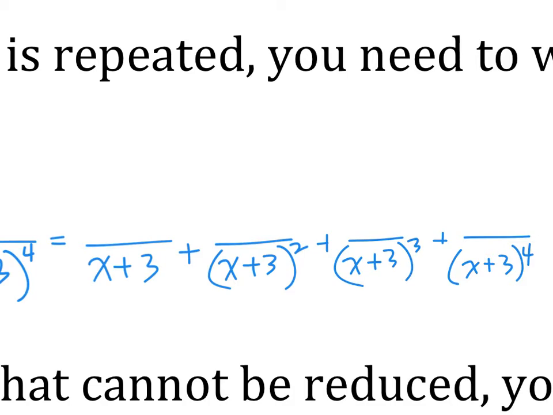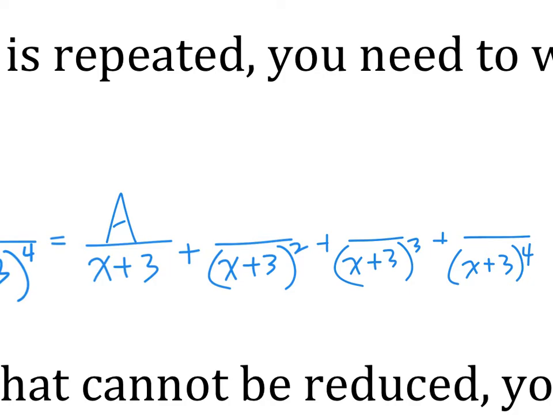Repeated factors. Now, what goes on the actual numerator? Depends on the denominator. So what is the degree of the denominator? 1. So what's 1 degree less? 0. So what goes on the numerator? A.